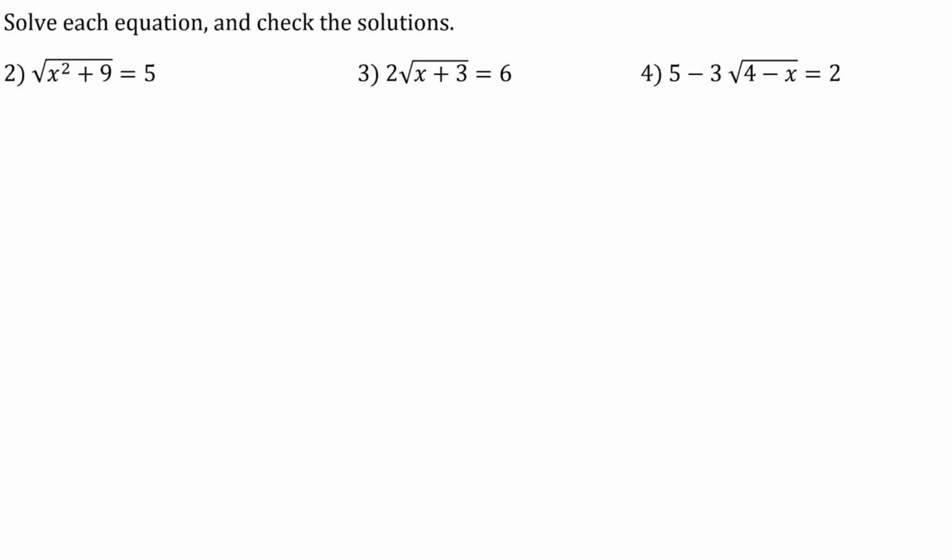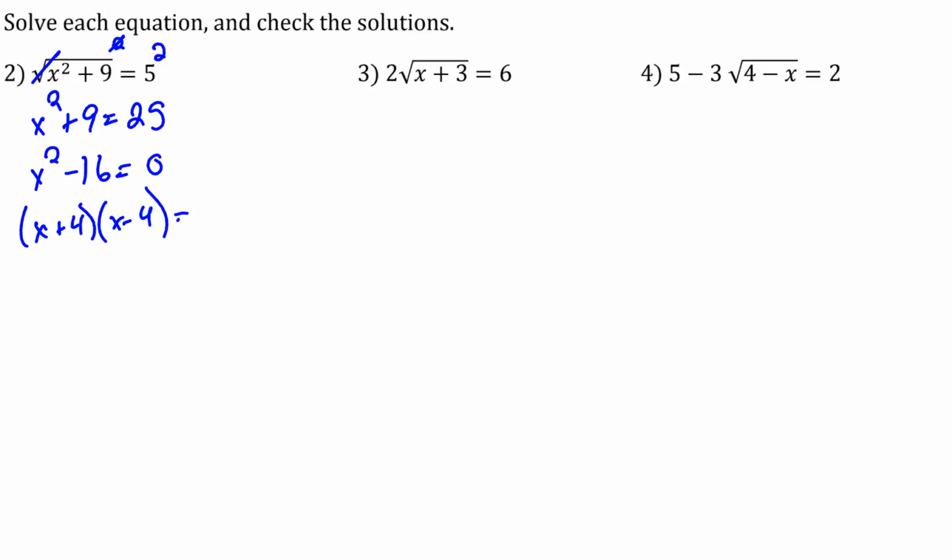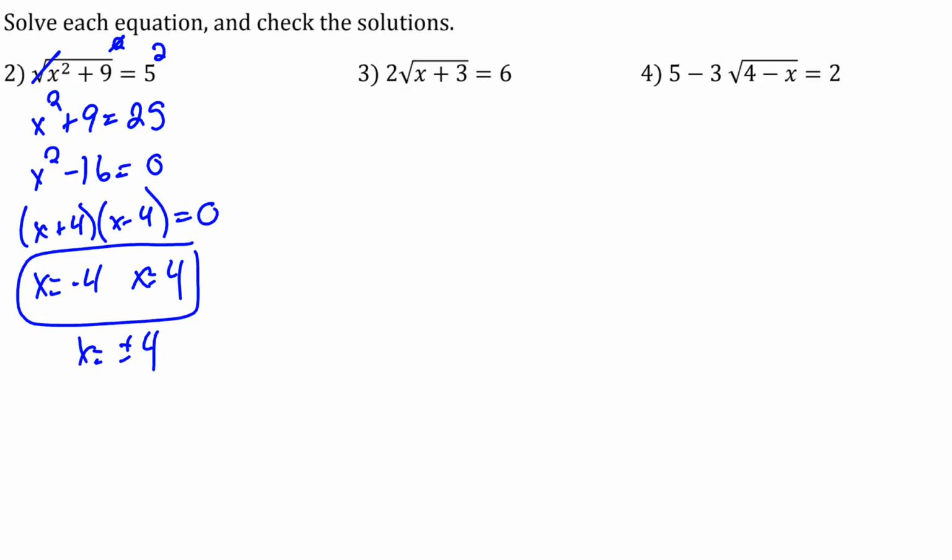Number 2, 3, and 4, solve each equation and check the solutions. So I want to isolate the radical. In this first one, it's already isolated, so I need to square both sides. When I square both sides, that undoes the square root, and I'm left with x squared plus 9 equals 25. It's a quadratic equation, so I'm going to set it equal to 0. Subtract 25 and get x squared minus 16 equals 0. Factor: x squared minus 16 is the difference of perfect squares. So we get x equals negative 4 or x equals 4 once we apply the zero product property. So x equals plus or minus 4 could be solutions.